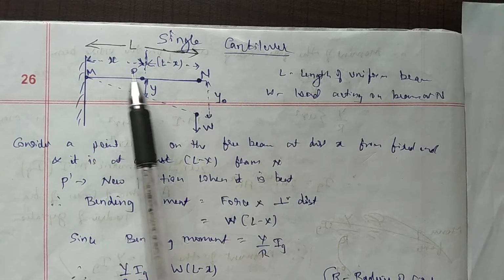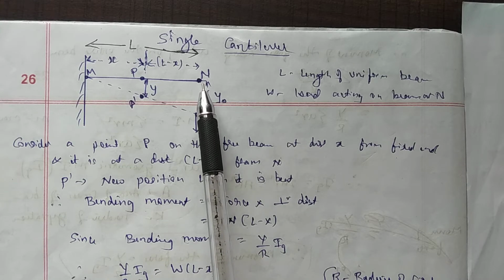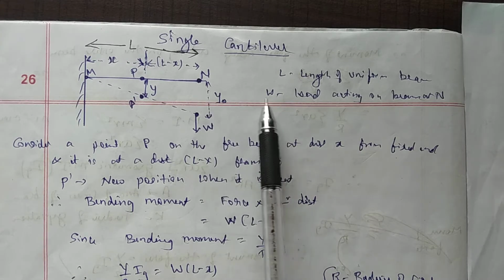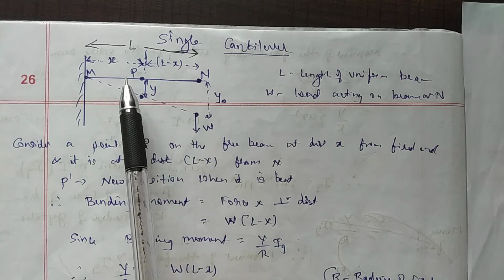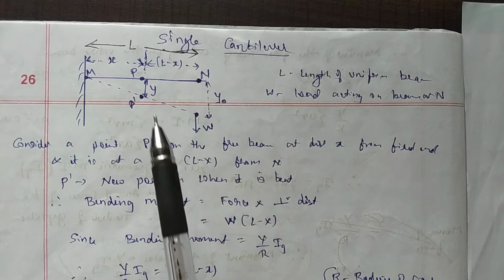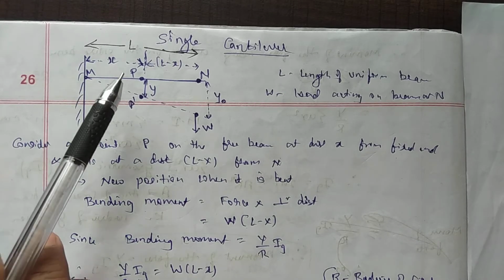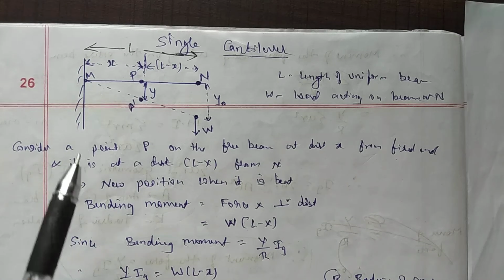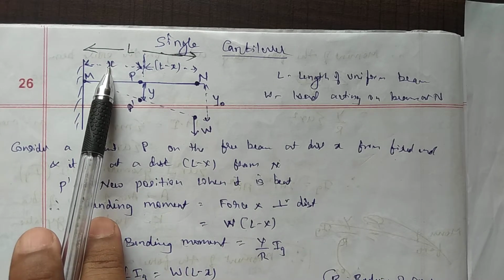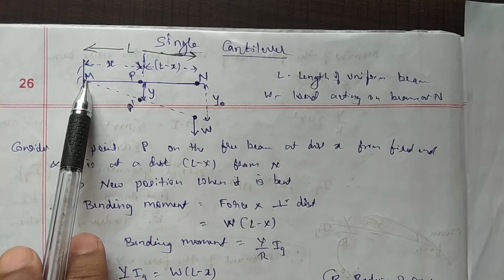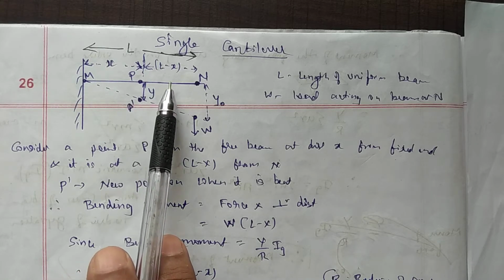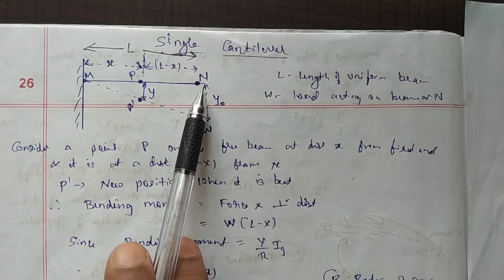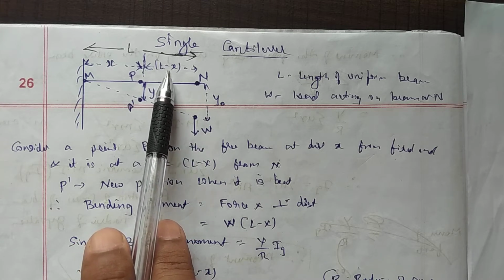M is the fixed end and N is the free end. So at the free end we can apply the load W. Due to that it is going to bend. Now consider a point P which is at a distance x from the fixed end, and it is at a distance L minus x from the free end, as shown in the diagram.